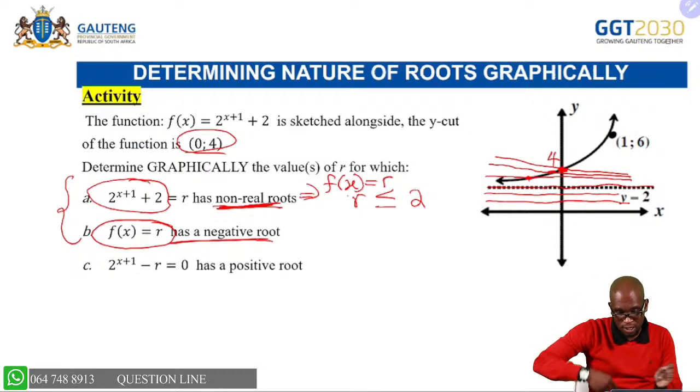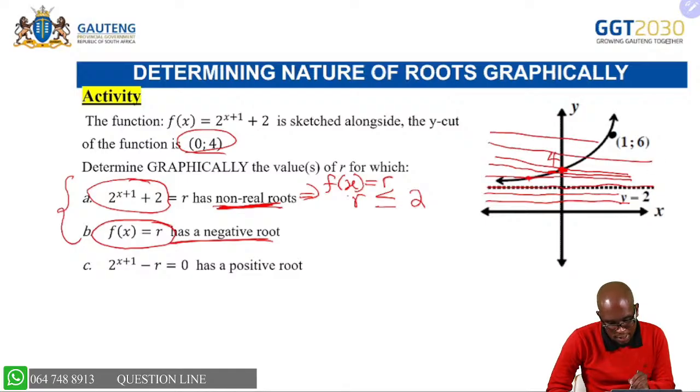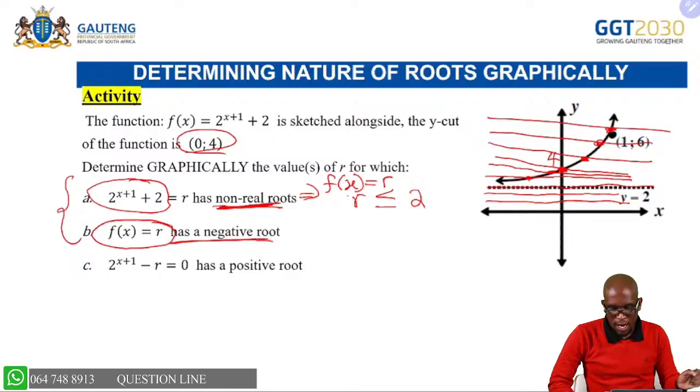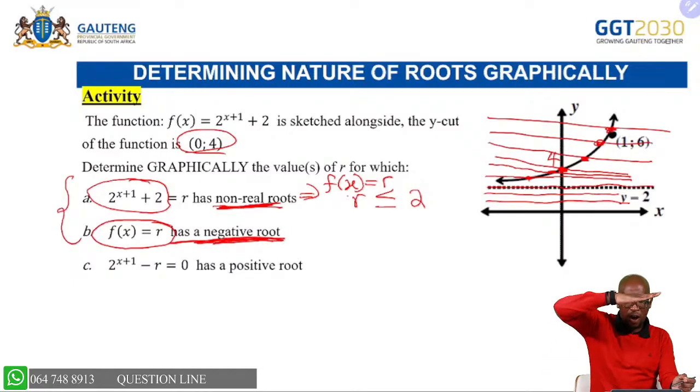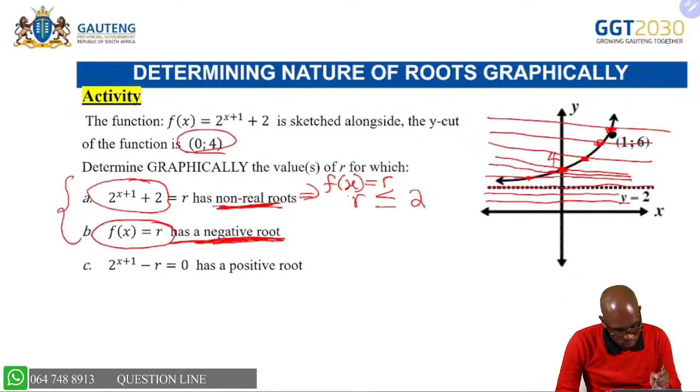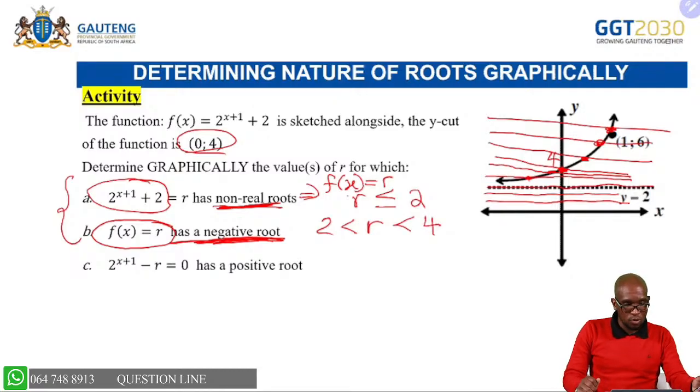The graph touches on the negative. Because if you continue with your lines here, you see that now it touches the graph on the positive x-axis, and we are looking for the negative root. So we get the negative root when the line is just above the asymptote and just below the y-intercept. That occurs when r is just above the asymptote and just below the y-intercept. So that is the solution set that you were looking for.